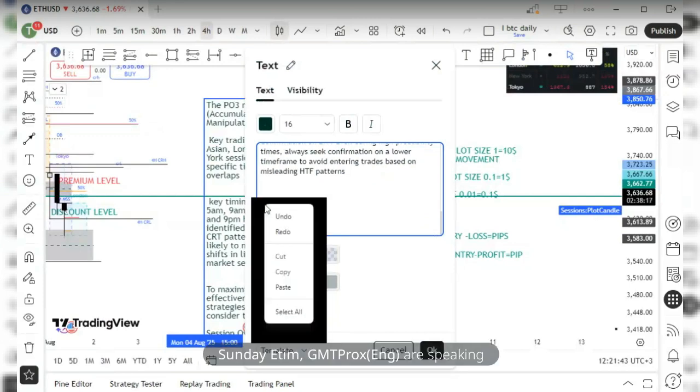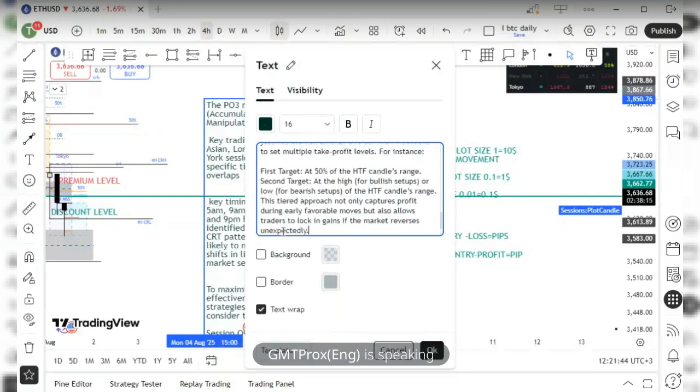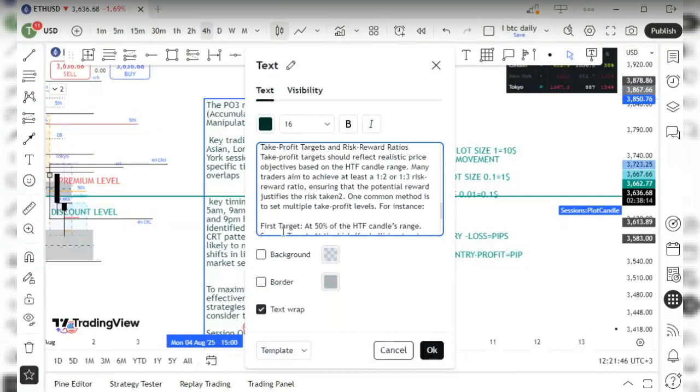Okay, so the key profit target ratios. Profit target should reflect the realistic price objective based on the higher time frame candle range. Many traders aim to achieve at least a 1 to 2 or 1 to 3 risk-reward ratio, ensuring that the potential reward justifies the risk taken. One common method is to set multiple take profit levels.